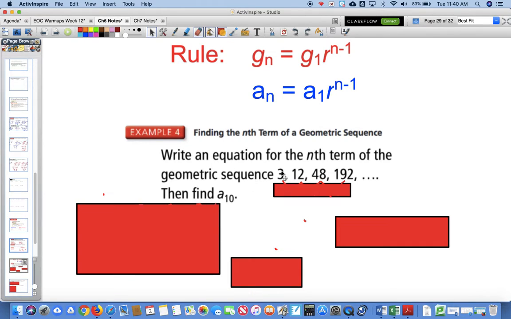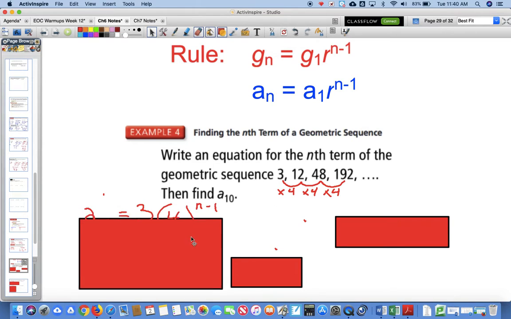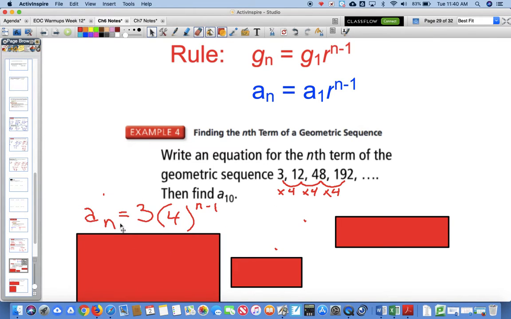So let's check this one out. 3 to 12 to 48 to 192, well that's just multiplying by 4. So that's my R. And I already know the first term is 3, so I can get a formula pretty easy. AN is equal to 3 parentheses 4 to the n minus 1. There's my formula. I can even check it if I wanted to. Like, for example, the second term should be 12. So if I plug in 2, 2 minus 1 is 1, 4 to the first is 4, times 3 gives me 12. You can always check your formula.